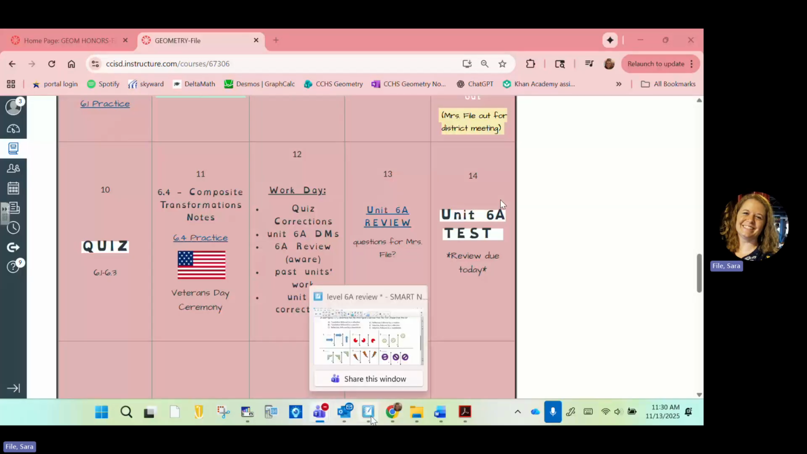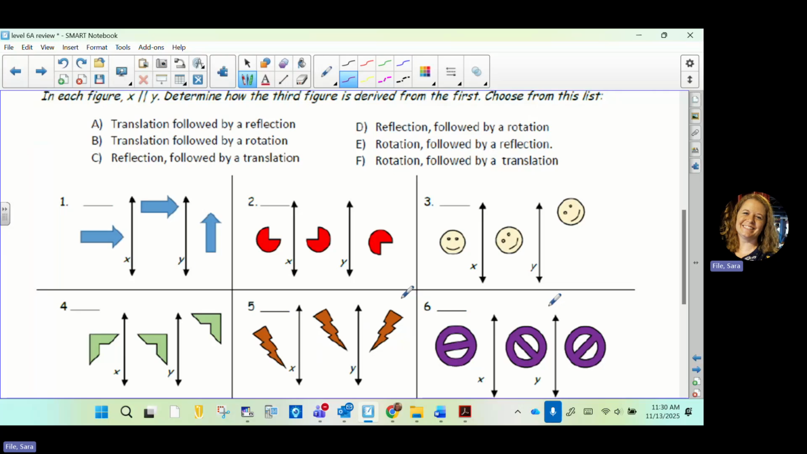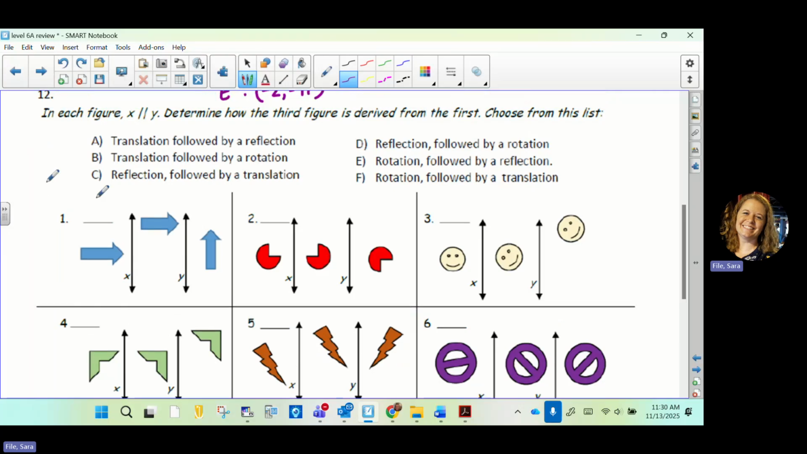Tomorrow, and we are picking up here in this video on number 12. This is the one that's using images instead of just your normal point or your typical polygons. This is just getting across that you can use our transformations on any image. We can do it with smiley faces and arrows and lightning bolts. It doesn't matter. We just have to understand the concept of the different transformations.